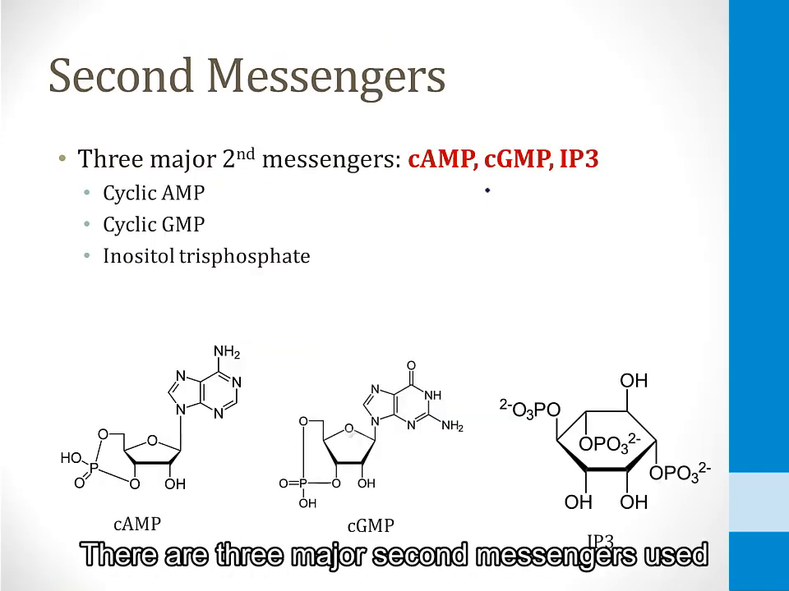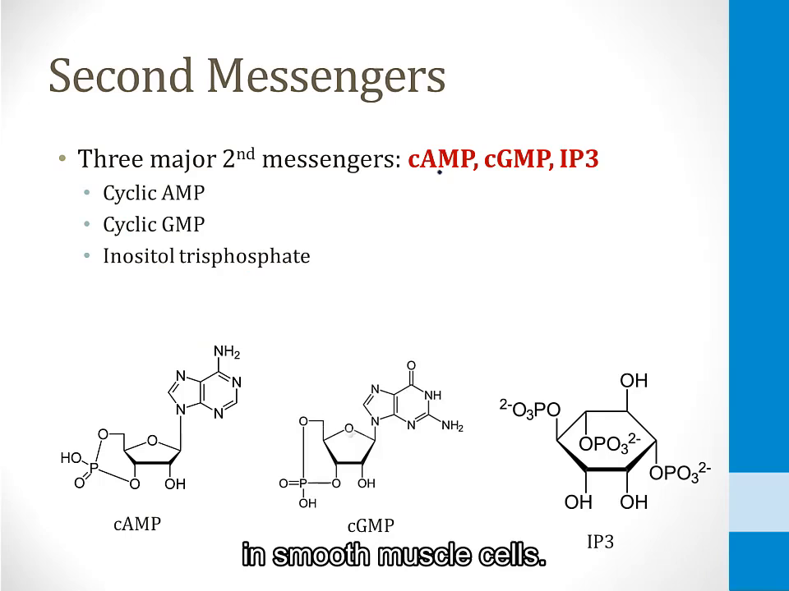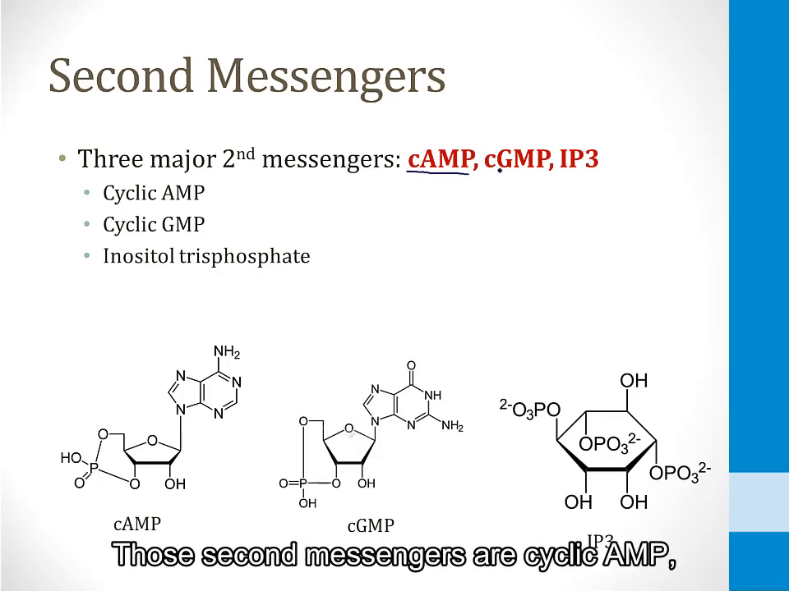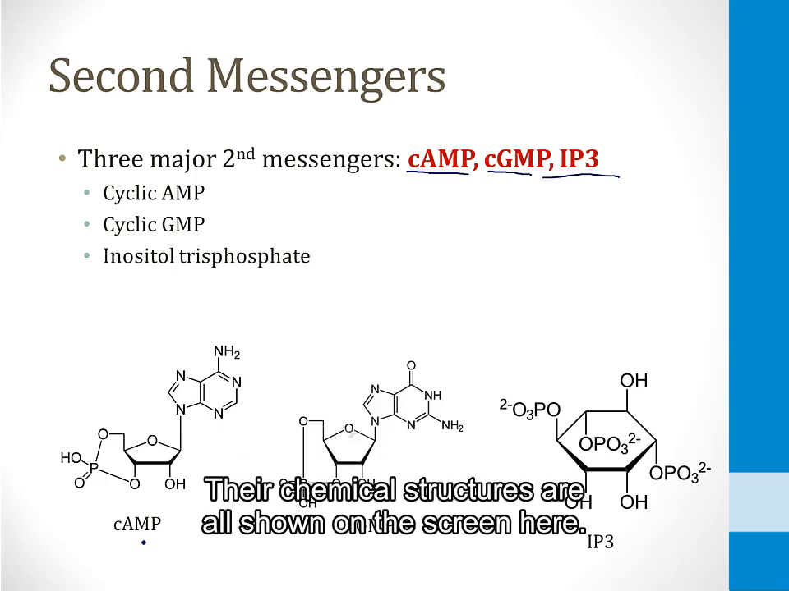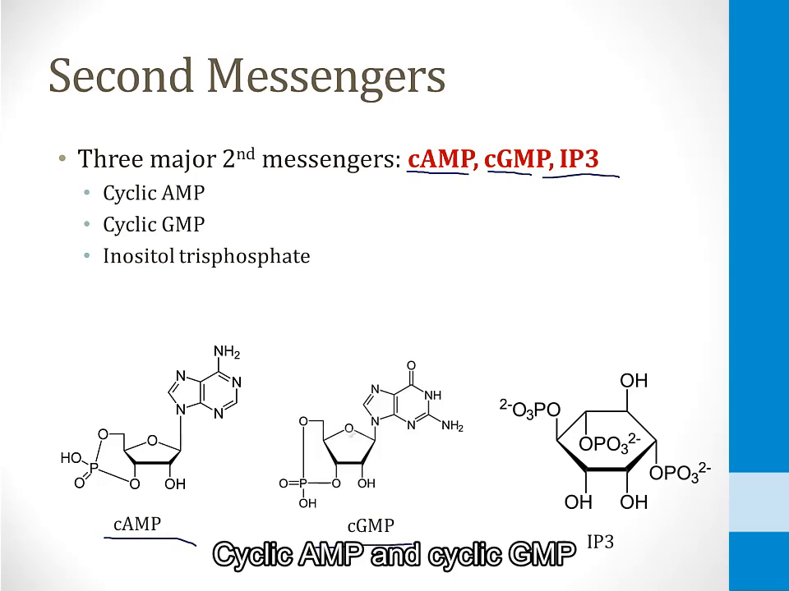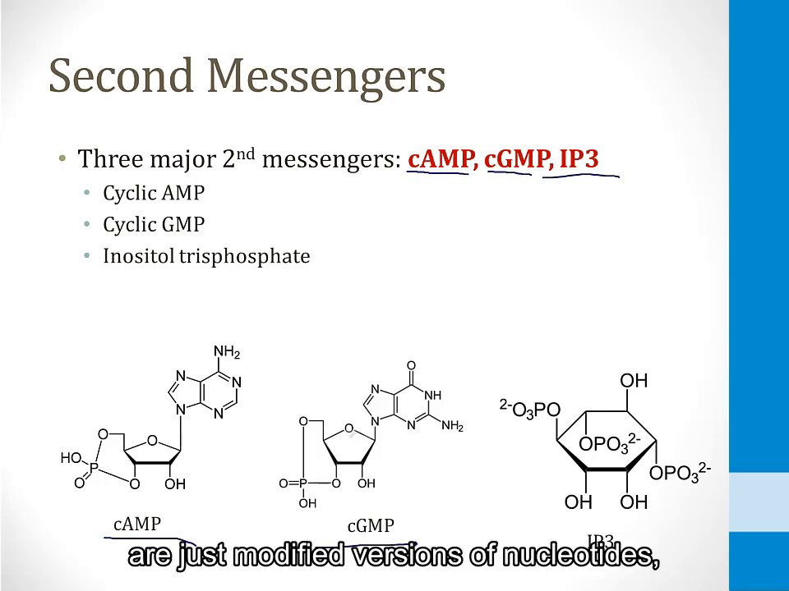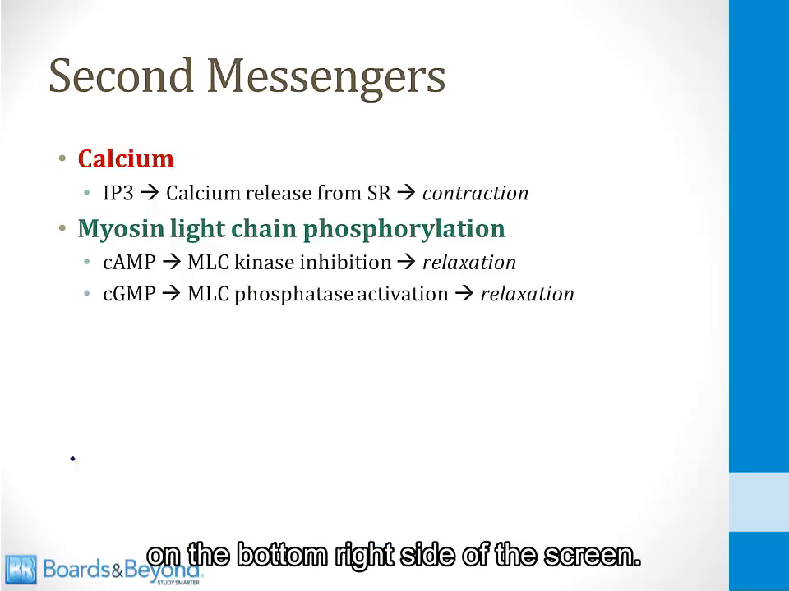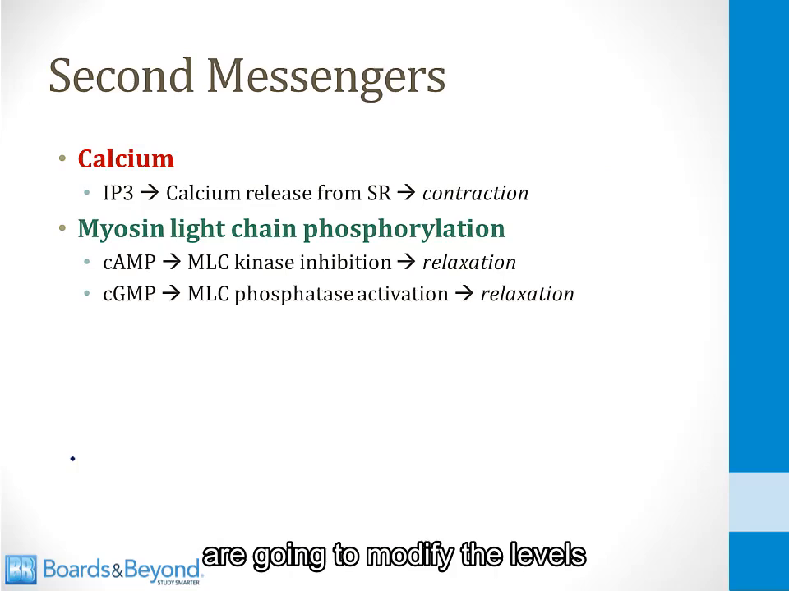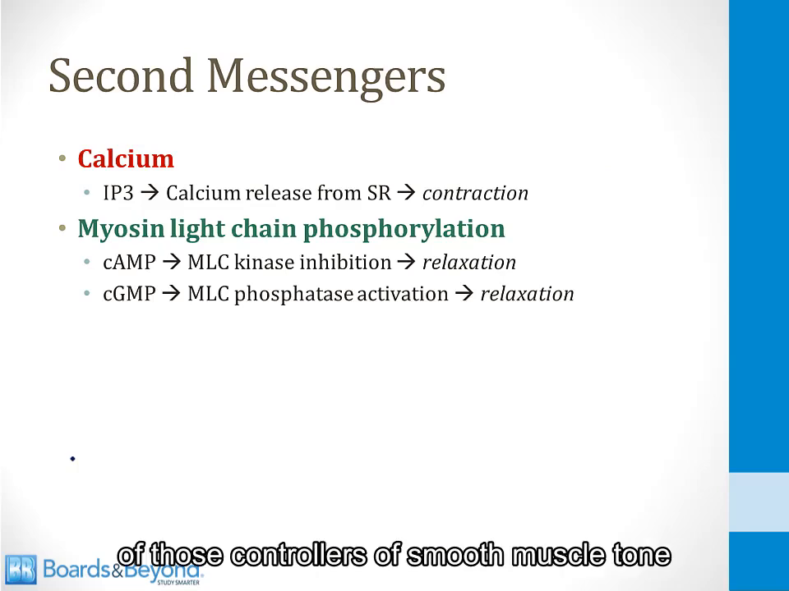There are three major second messengers used in smooth muscle cells. Those second messengers are cyclic AMP, cyclic GMP, and inositol triphosphate, or IP3. Their chemical structures are all shown on the screen here. Cyclic AMP and cyclic GMP are just modified versions of nucleotides, and IP3 is the structure on the bottom right side of the screen. These three second messengers are going to modify the levels of those controllers of smooth muscle tone we talked about before.